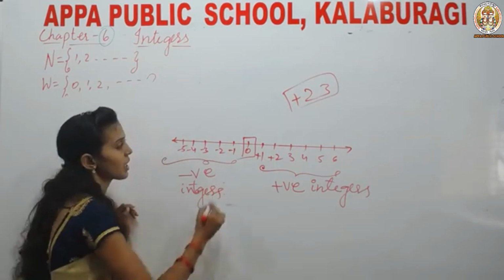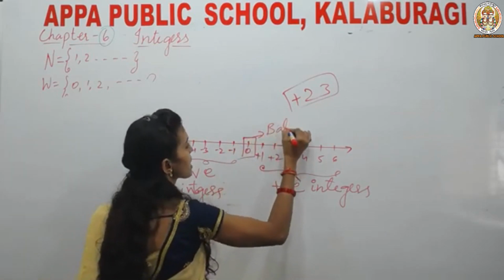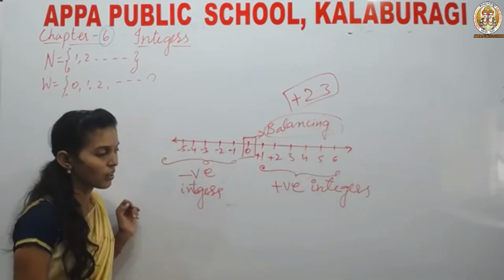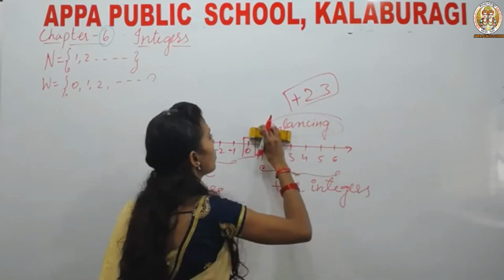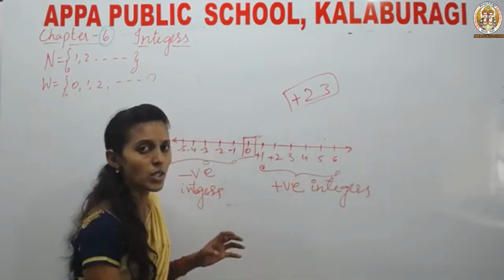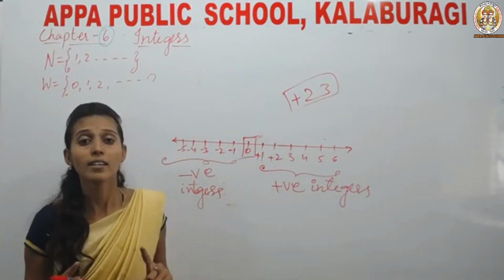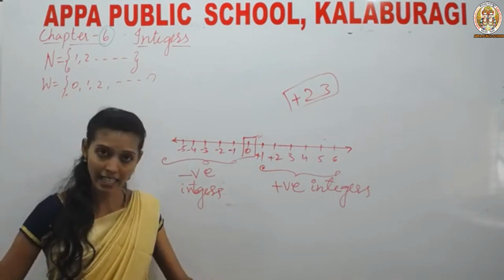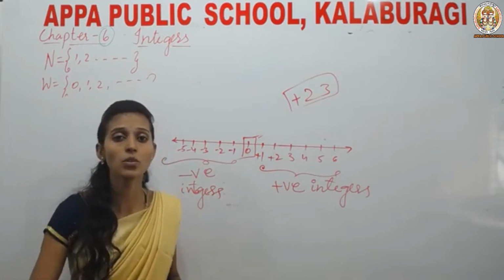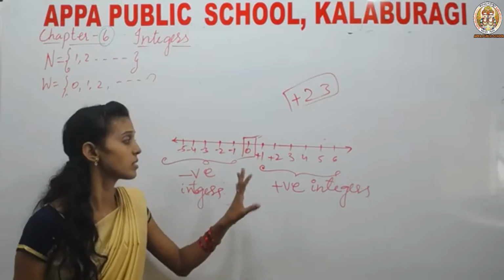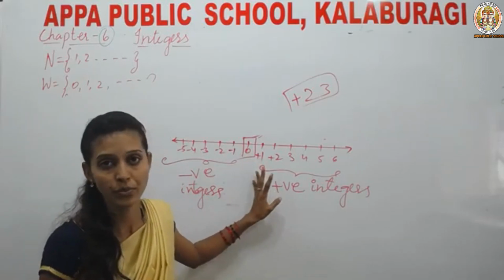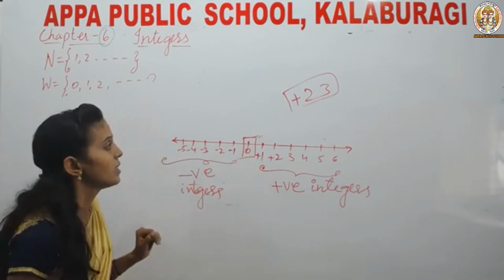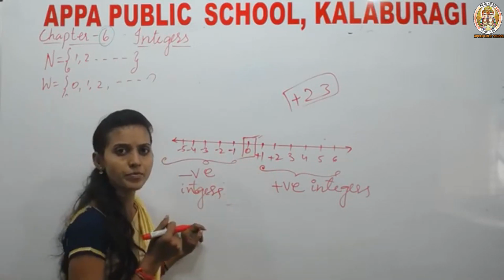And 0 is a balancing number, or else we can say 0 is a number with no sign. 0 is neither positive nor negative. 0 doesn't have any sign. So there is no sign for 0; it is a neutral number. Understood? Fine. So where are we really using this?